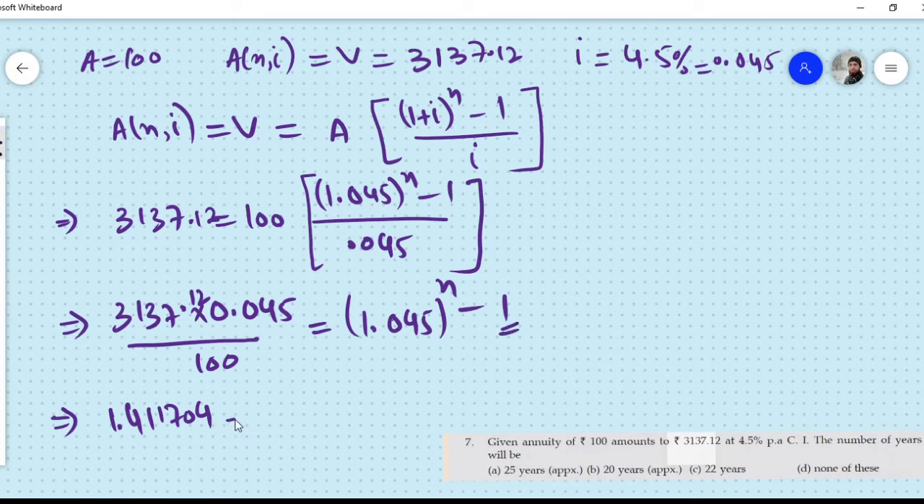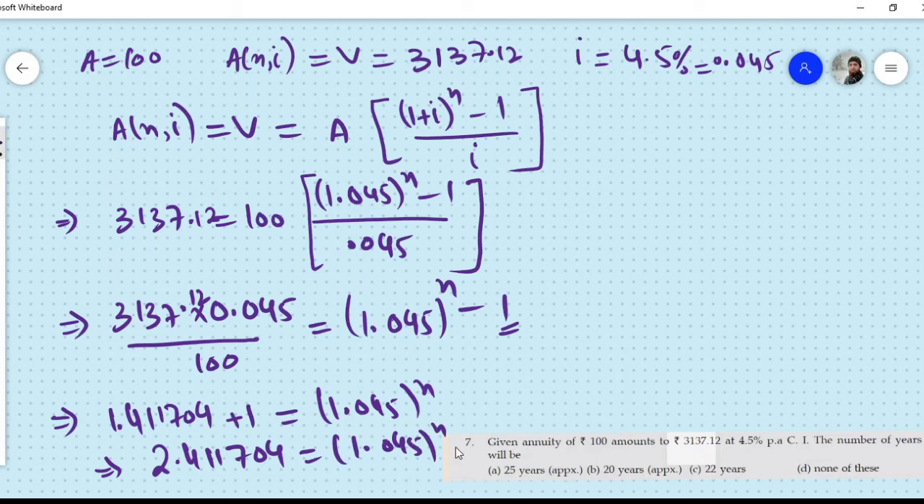On the right hand side there is minus 1. I will transfer it here, it will sum up with this, so it will be 1.045 power n, which will be equal to 2.411704. Now we will see the value of n, either 25, 20 or 22 should satisfy this. If these three do not satisfy, then option D is the correct answer. So we will check for what n this is satisfied. For n equal to 20, the equation satisfies. Therefore, option B is the correct answer.